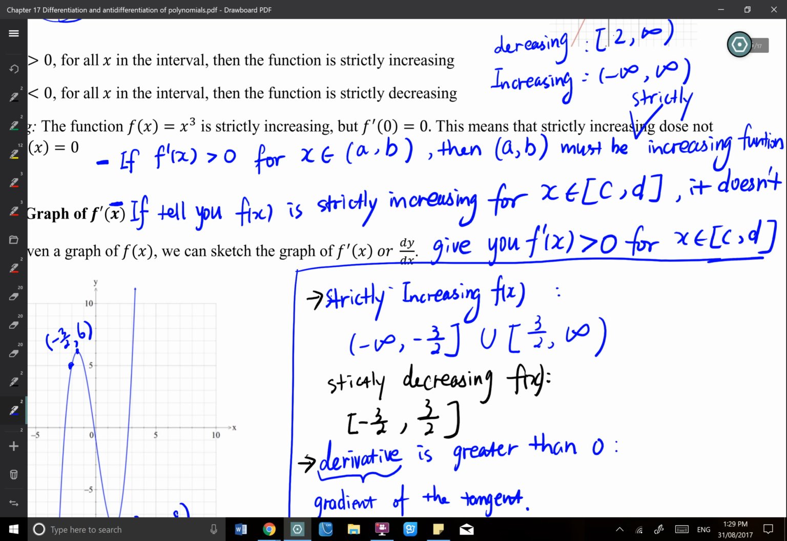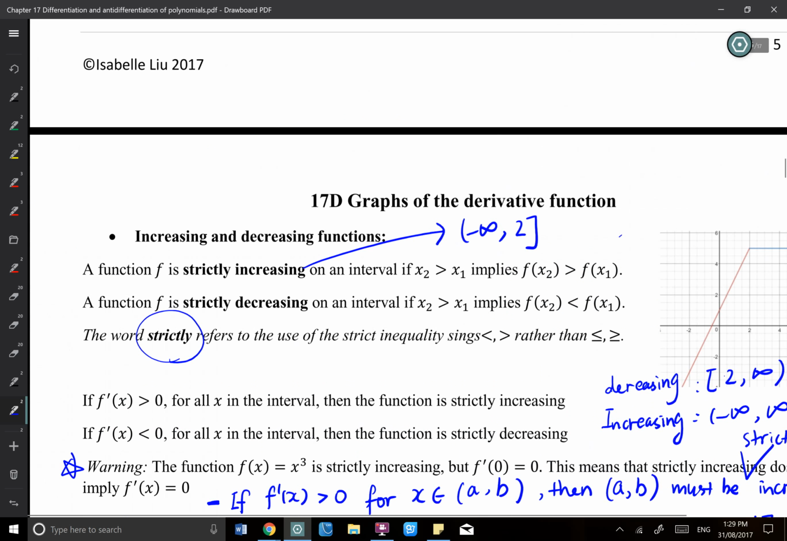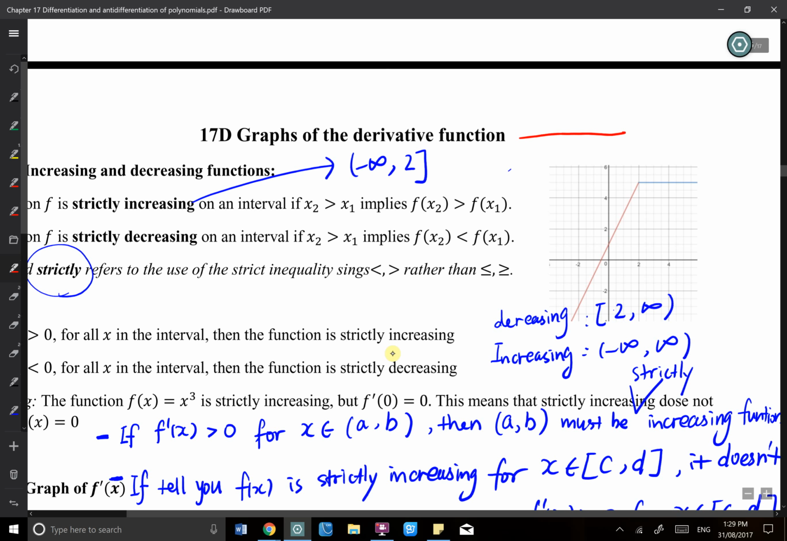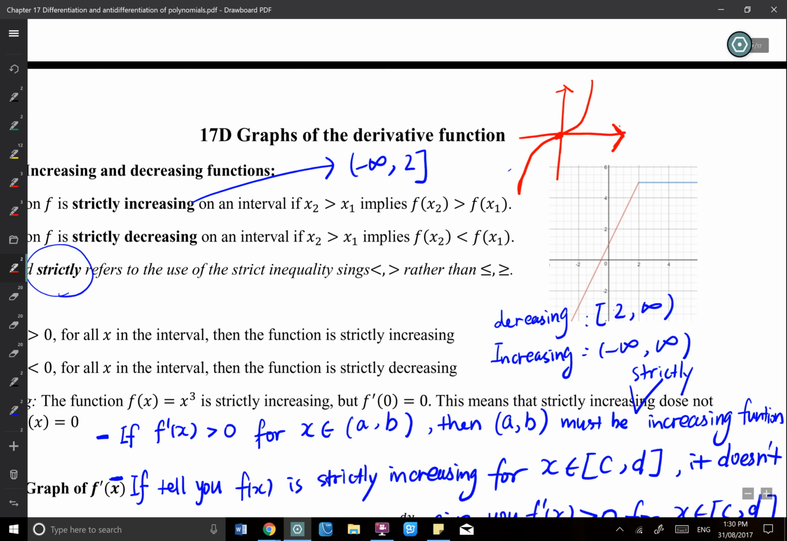Because let's just have a look at x cubed. This is x cubed. Do you know that at this point the gradient will be 0? It's the point of inflection, a stationary point of inflection. The tangent will be a horizontal line, so the gradient is 0 at that point. But tell me from where to where the graph is strictly increasing.